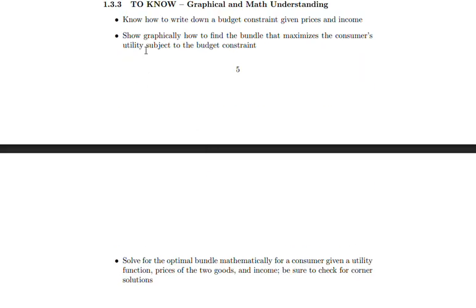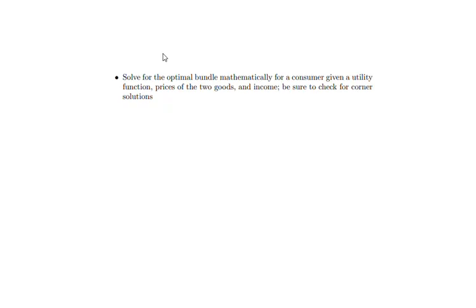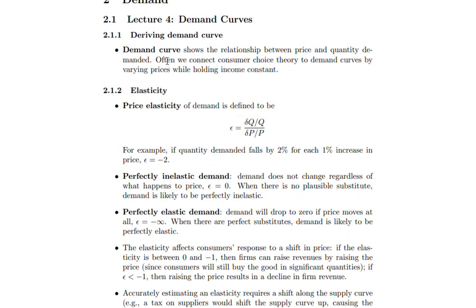Know how to write down a budget constraint given price and income. Show graphically how to find the bundle that maximizes the consumer's utility subject to the budget constraint. Solve the optimal bundle mathematically for the consumer given a utility function, prices of two goods, and income. Be sure to check for corner solutions. Yeah, those extreme cases.